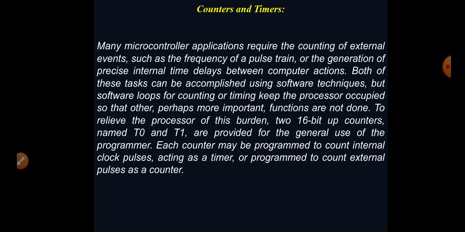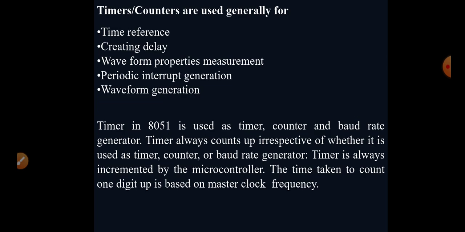Specifically, timers and counters are generally used to have a time reference, or to create time delays between the occurrence of two events, or whenever you want a time gap between the execution of one instruction and another instruction. In that case you can have a delay. They are also used for waveform properties measurement, periodic interrupt generation, and waveform generation.